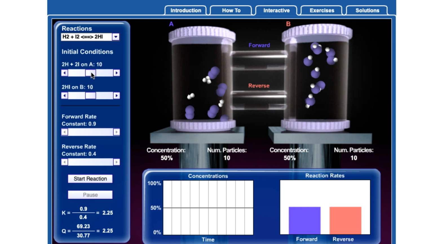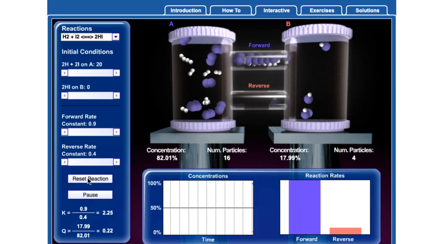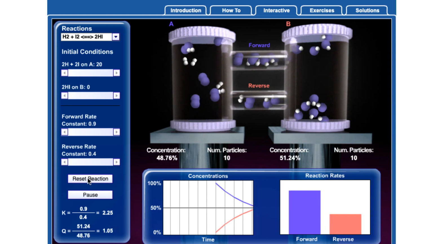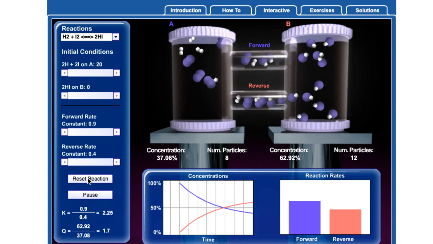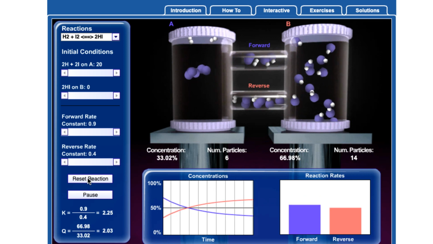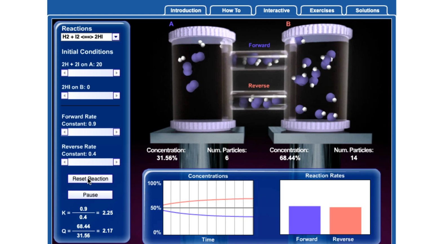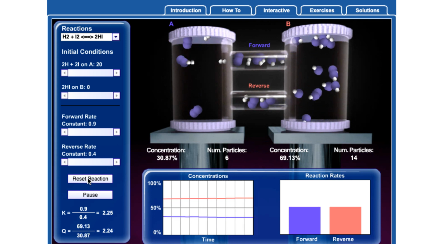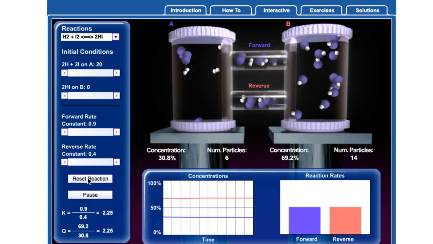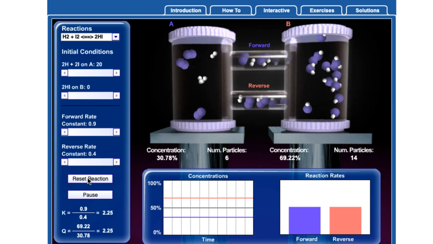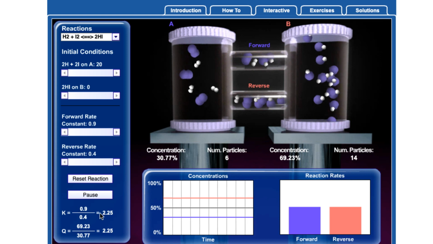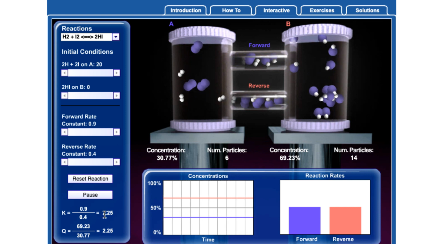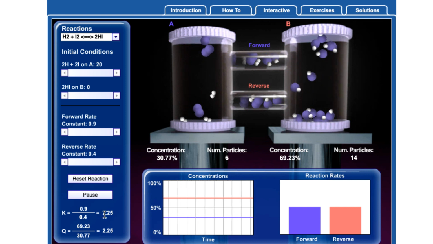So I can get to that same point by starting out with all product or starting out with all reactant. As the reaction proceeds, you can see that it goes from being all reactants to that same 6 reactant particles and 14 product particles. So it doesn't matter where you start, the ratio of products to reactants will always be the same. And that's why K is an equilibrium constant. It doesn't change. What is the ratio of products to reactants?